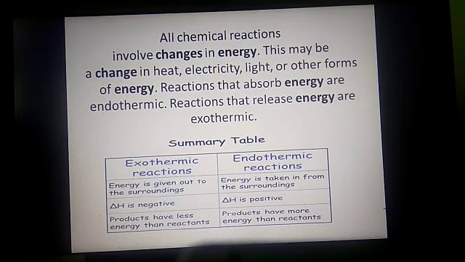Exothermic: a chemical reaction which proceeds with the evolution of heat energy, that is, releases energy to the surroundings, is called an exothermic reaction. An exothermic reaction can be sustained without the supply of external energy. It is denoted with delta H negative. Delta, a triangle shape, and the negative sign. And the products have less energy than the reactants.